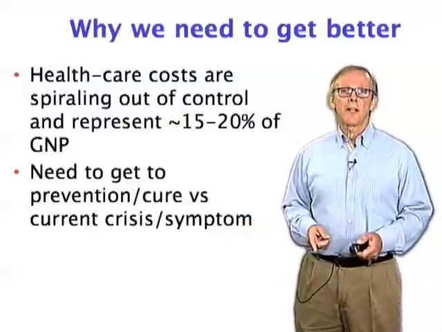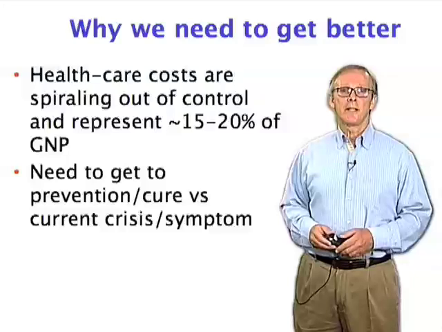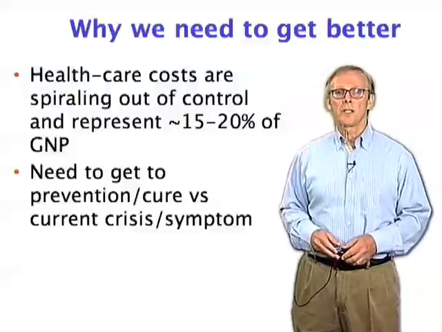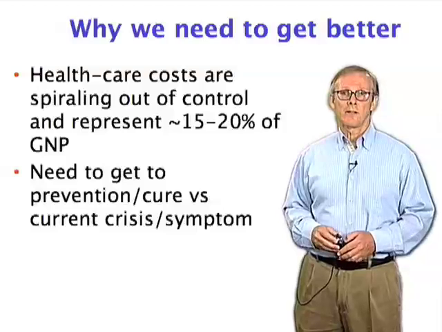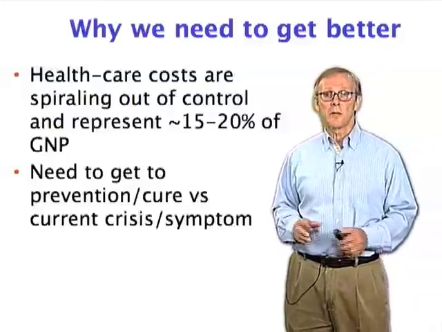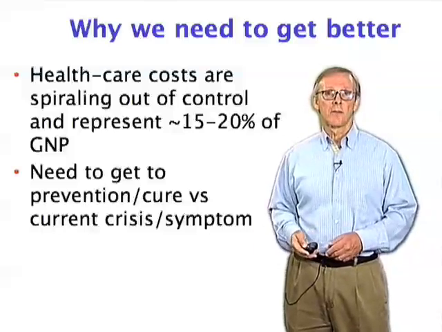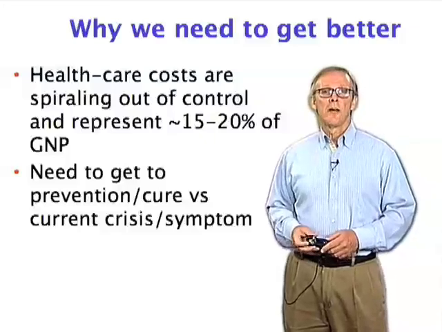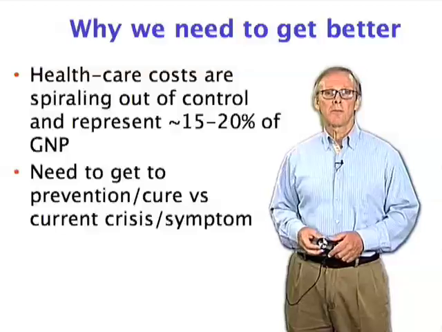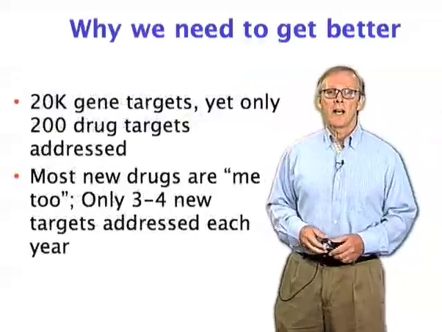So we really need to get much better at doing this. We know that healthcare costs are spiraling out of control, and this represents something like 15 to 20% of the GNP. New drugs and new therapeutics can really spare us a lot of money in our economy if we're able to find new compounds that can ameliorate a disease, because it's much better to treat it early than to have to deal with the symptoms and the ramifications after. This also highlights the fact that we need to get to prevention and cure versus crisis and symptom, which is the process that we're in now. It's much cheaper to prevent and cure than it is to manage a crisis or just simply manage the symptoms of disease.